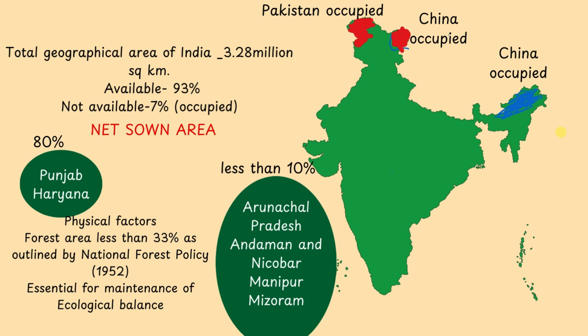Now let us see the land use pattern in India. The use of land is not only determined by the physical factors but also by the human factors. The physical factors which determine the use of land are topography, climate, soil types, and the human factors are population density, technology, culture, and traditions.